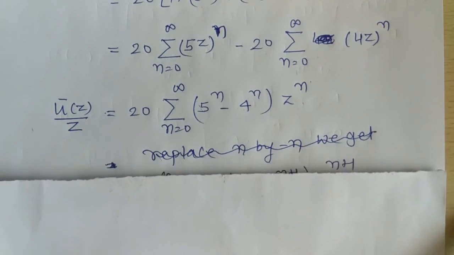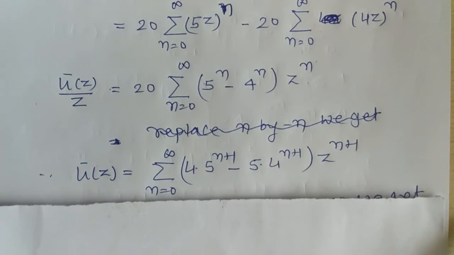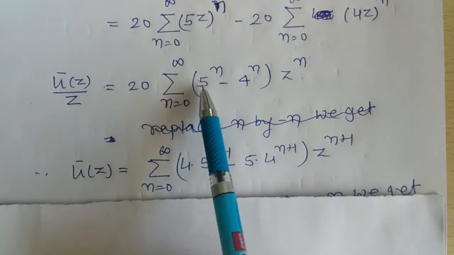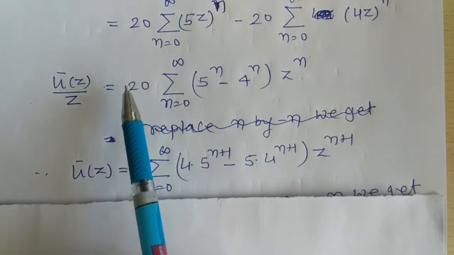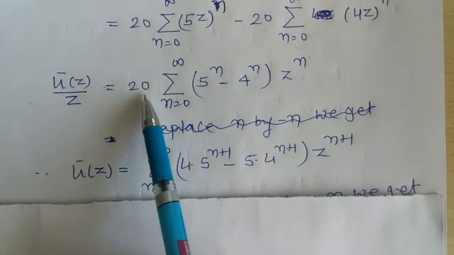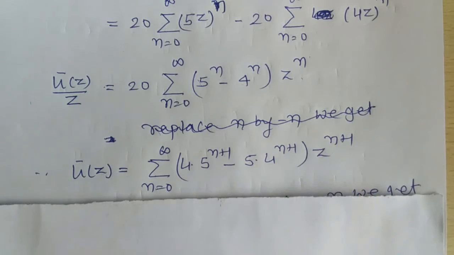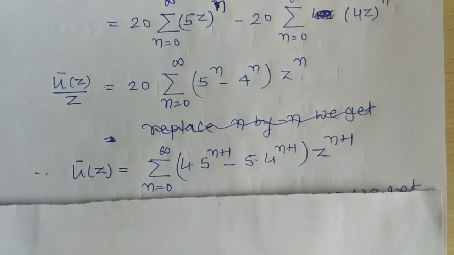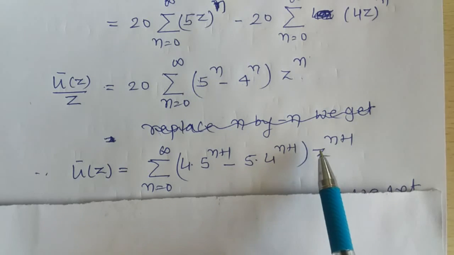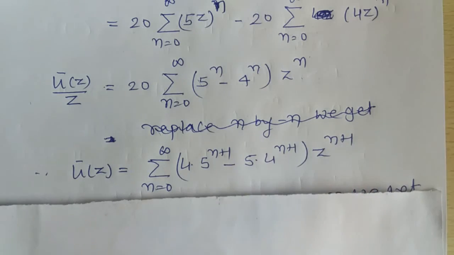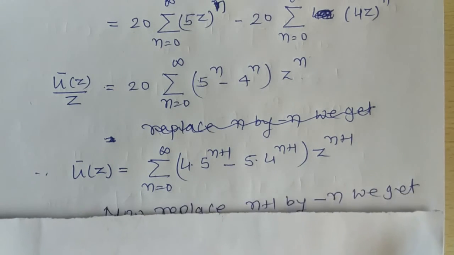So we can express U bar z is equal to summation n goes from 0 to infinite, this is 4 into 5 power n plus 1, and this multiplication gives minus 5 into 4 power n plus 1, into z power n plus 1. Now as we know, un, the inverse z transform of U bar z, un is what? Coefficient of z power minus n, and here we have z power n plus 1. So n plus 1 we replace by minus n.